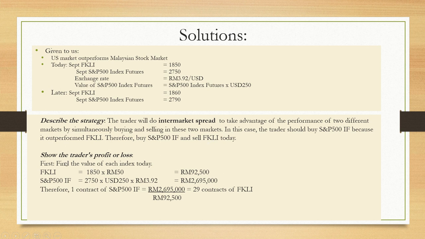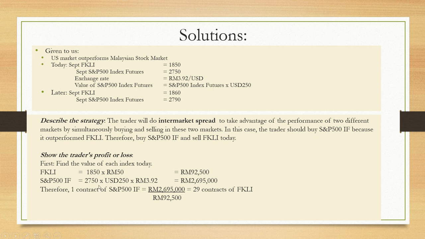Next, the question asks you to show the trader's profit or loss. Before we calculate the trader's profit or loss, we have to determine the number of contracts. To determine the number of contracts, we first have to find the value of each index today. Barulah boleh kira the number of contracts. So for FKLI, you take the September FKLI value today, 1850, times 50 ringgit, you will get 92,500. And then you will calculate the value of S&P 500 index futures. The value today is 2750.